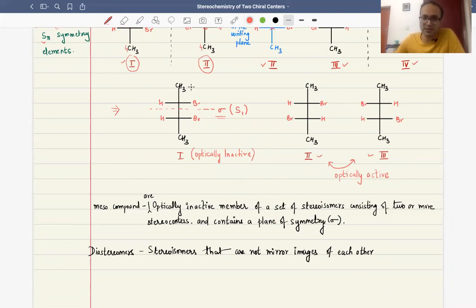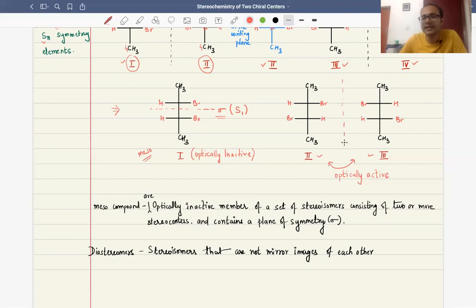So you can easily define it, you do not have to write exactly like this. You can say for yourself what I just said: stereoisomers which contain more than one chiral center and are optically inactive because of the presence of a plane of symmetry, those stereoisomers are called meso compounds. Okay, now an important requirement of a meso compound is there should be more than one chiral center, more than one stereocenter present in the molecule.